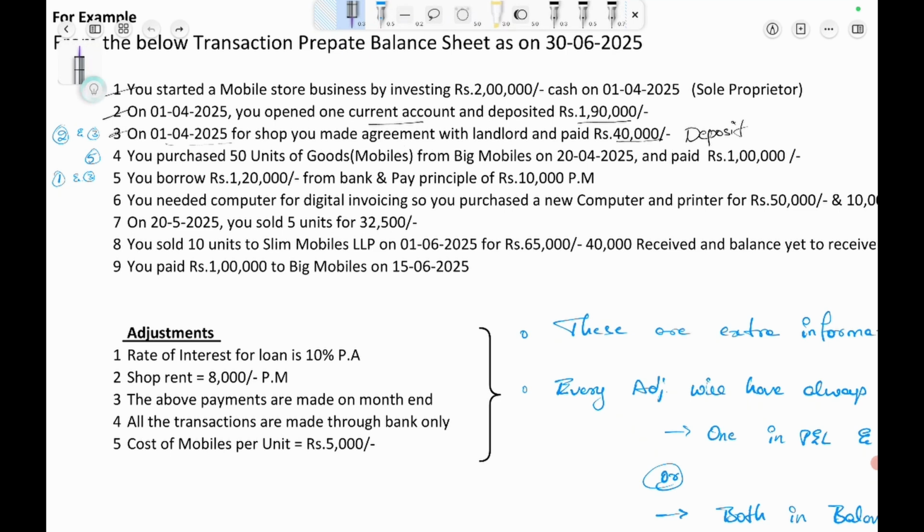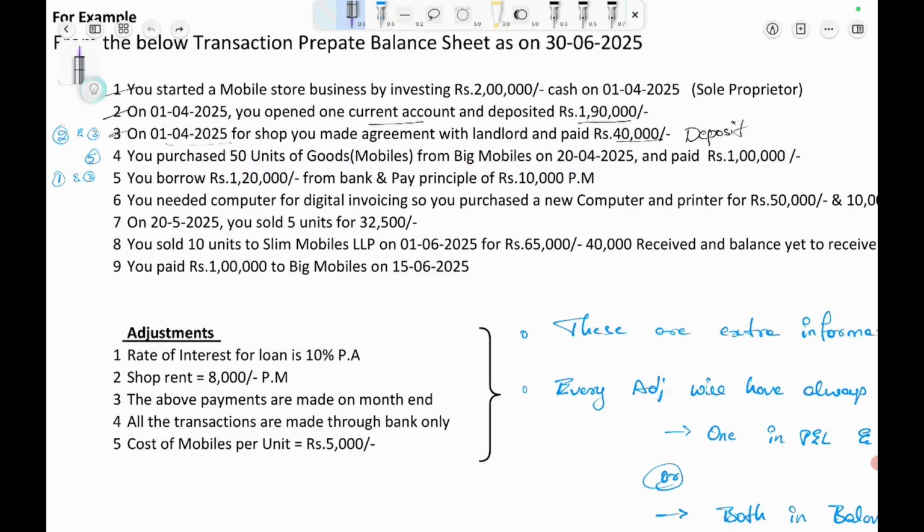Before we begin with transaction 4, as I already told, look at the adjustment before the transaction. If an adjustment comes before the transaction, you have to wait for the transaction. So the fifth adjustment says the cost of a mobile per unit is 5,000, and the transaction is telling you that you purchased 50 units of goods, that is mobiles, from Big Mobiles on 20/4/2025 and paid 1 lakh rupees.